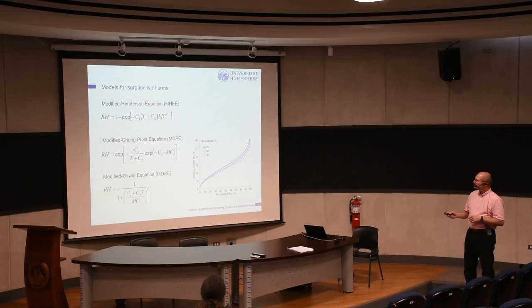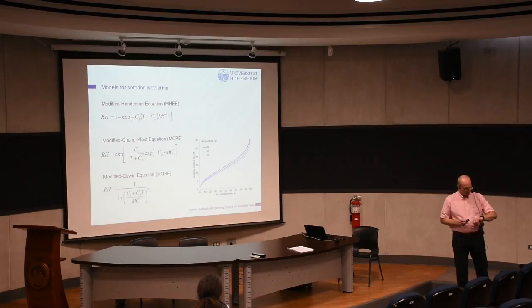Very smooth. The modified Chung-Pfost has the same principle, but a slightly different structure of the equation. The same is true for the Oswin equation. All of them have 3 parameters, 3 coefficients. They have temperature, and they show relative humidity as a function of moisture content. We will use those models in our practical today.